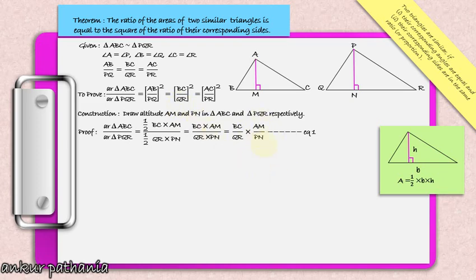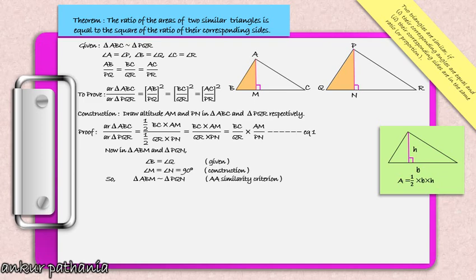So for removing AM upon PN, we will be taking the help of these two triangles, triangle ABM and triangle PQN. We will be proving these two triangles similar. Now in triangle ABM and triangle PQN, angle B is equal to angle Q, it is given to us. B and Q are the angles of similar triangles, given similar triangles, and angle M is equal to angle N is equal to 90 degrees because we have done construction here. Therefore, triangle ABM is similar to triangle PQN by AA similarity.